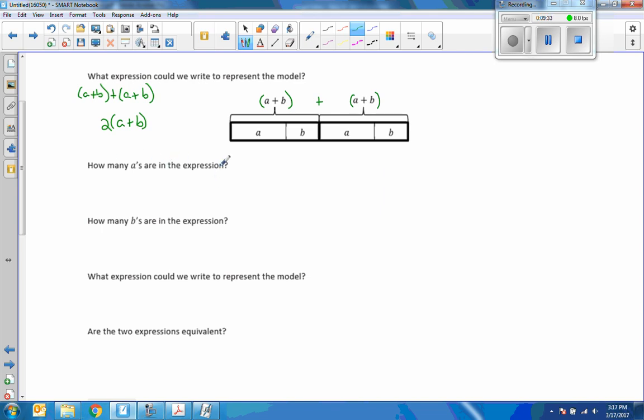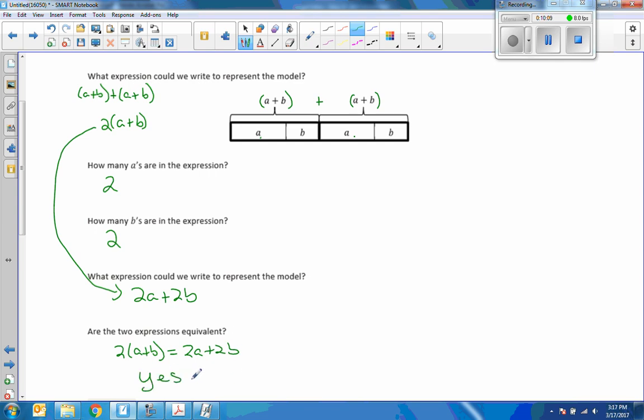How many A's are in the expression? There's 1 here, and there's 1 here. So there are 2. How many B's are in the expression? There's 1 here, there's 1 here, so that is also 2. What expression could we write to represent the model? And that could be 2A plus 2B. So really what we're doing here is just simply distributing right there. Are the 2 expressions equivalent? In other words, is 2 times A plus B equivalent to 2A plus 2B? The answer is yes.